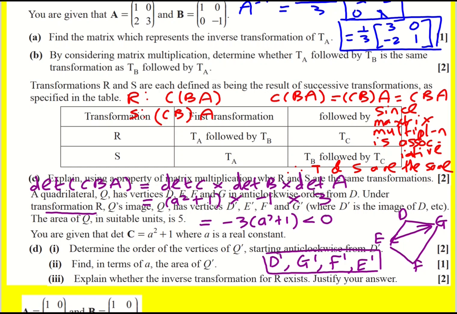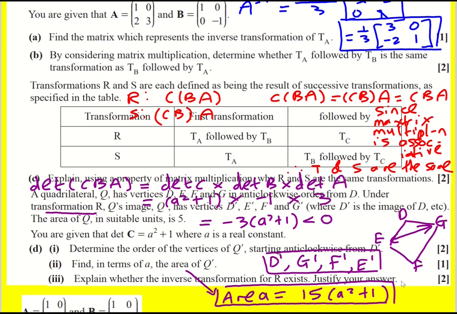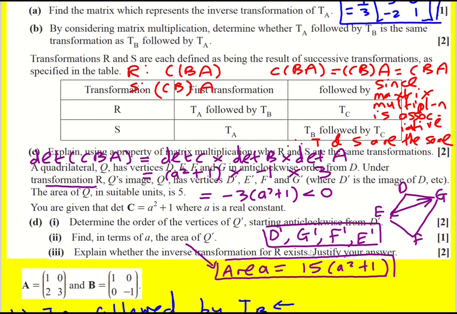We're asked to find in terms of a the area of Q dash. So to get the area, you multiply your original area by the determinant. So the area, ignore the negative now because the area is going to be a positive quantity. It's going to be 15 because it's 3 times 5 times a squared plus 1. And then finally, explain whether the inverse transformation for R exists, justifying our answer.